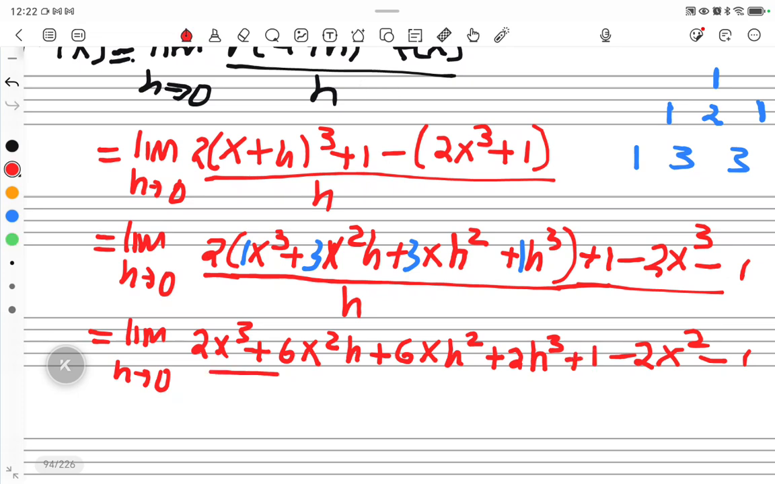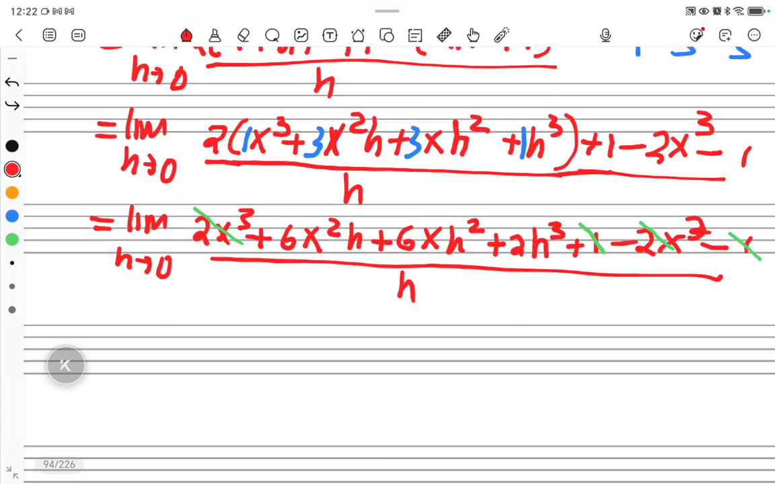Yeah, 1 over h, right? And then this would cause 2x to the third, which is to the third. Why am I writing squared? This would cause 2x to the third to cancel out and 1 to cancel out. So check, the only things that were left are the ones which have h. You see, have h, have h. Then we can now factor out h.